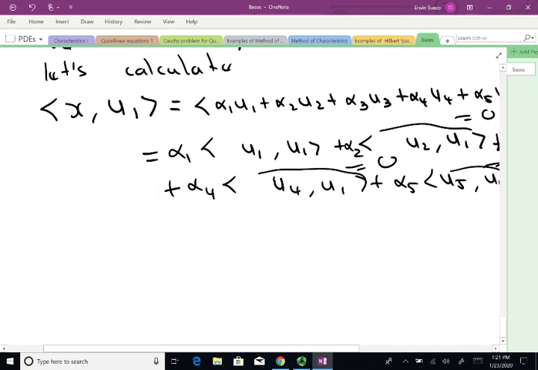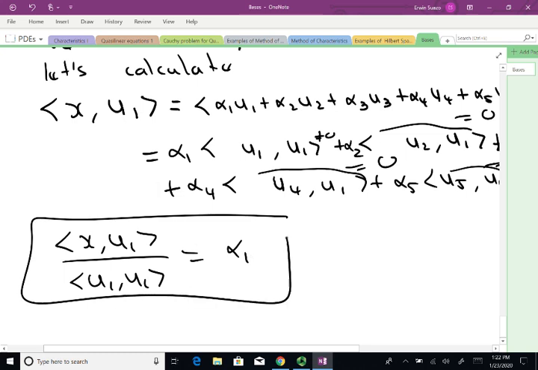But notice I can solve because u1 is different from 0, right? Because we said that the inner product of a vector with itself is 0 if and only if the vector is 0. So I'm getting x comma u1 divided by the inner product of u1 with itself equals alpha 1. So I have got a formula for this alpha 1, and this alpha 1 is going to have a very special name.